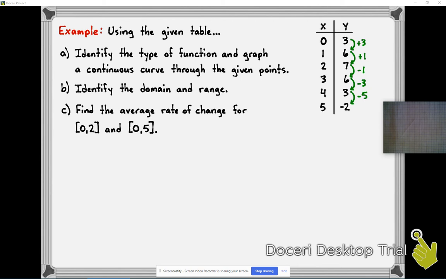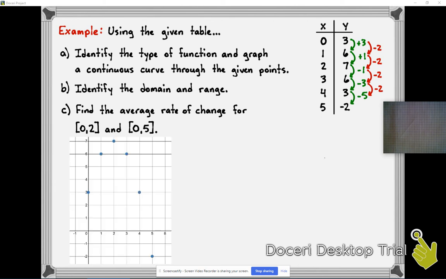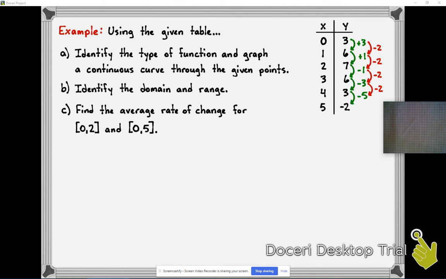Let's go ahead and check our second differences. So what is the difference from 3 to 1? How do I get from plus 3 to plus 1? Well, I have to go down 2. How do I get from positive 1 to negative 1? I have to go down 2. From negative 1 to negative 3, I have to go down 2. And from negative 3 to negative 5, I have to go down 2. And so you can see, because the second differences are the same, this is a quadratic function.